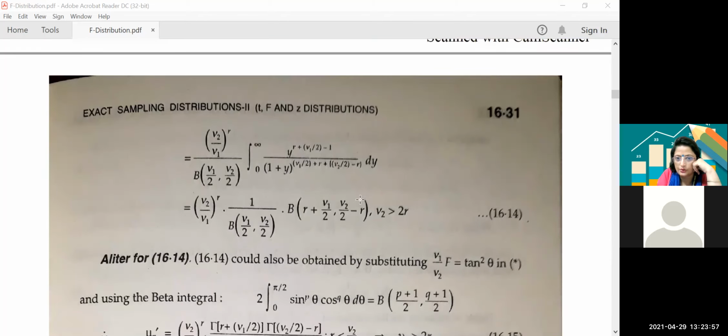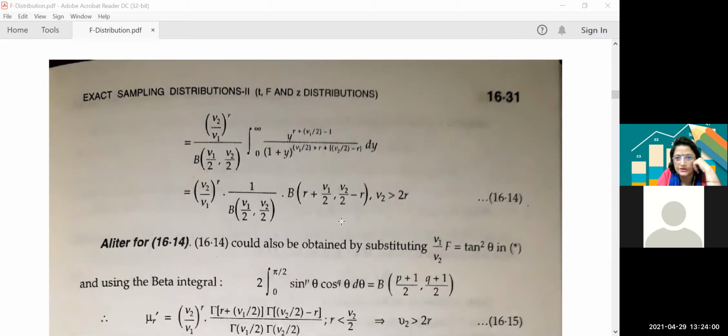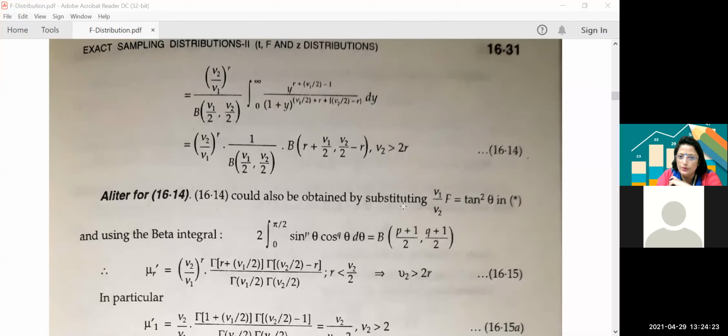ठीक है जी. So with respect to the condition that v2 is greater than 2r. ये कंडीशन क्योंकि बीटा गामा इंटेग्रल को सॉल्व करना है तो उनकी एग्जिस्टेंस कंडीशंस भी होती हैं, तो ये तभी आपका इंटेग्रल सॉल्व होगा with respect to the condition that v2 must be greater than 2r, right.